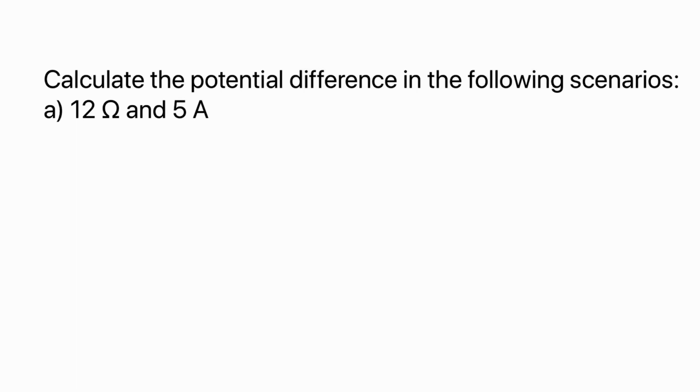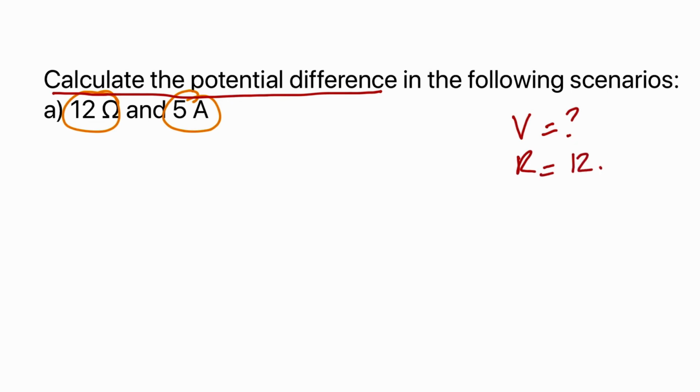And finally, on the worksheet, the third question is this one. So here's a worked example for this one. Okay, so calculate the potential difference in the following scenarios. So here are my numbers. So highlight my numbers, work out what I'm being asked to do: calculate the potential difference. So V, I don't know. 12 ohms, that's my resistance. Current is 5 amps. So again, I'm going to put this into my equation.